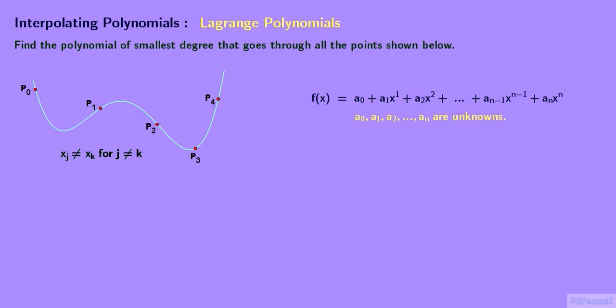Instead of plugging in the coordinates of the different points into the polynomial equation, and then solving the resulting system of equations, we will use a formula for the Lagrange polynomial. For p sub 0 through p sub n, using fractions of polynomials, the Lagrange polynomial can be written in the following way.